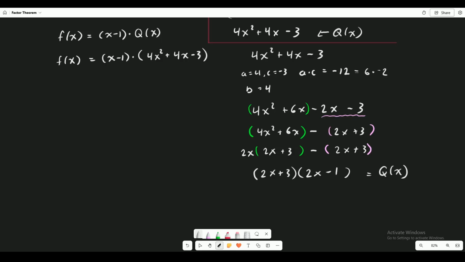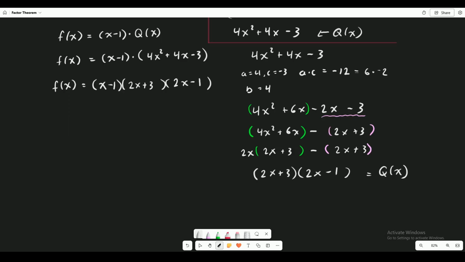So now I can go back here and rewrite it. So f of x is equal to the original factor they gave us, and then there are other factors we have. We're going to have 3 factors because we started with a cubic polynomial, and it's going to be 2x plus 3 and 2x minus 1. Let's see if this is in fact a factor.